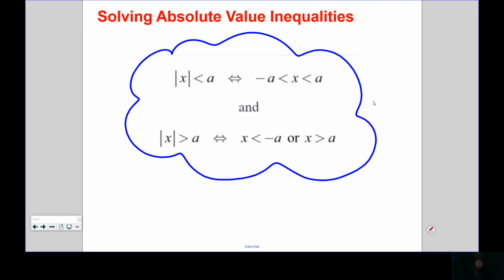So again, these are called conjunctions. And these are called disjunctions. These are two different types of compound inequalities. The stuff on the right-hand side, this is a compound inequality, this is a compound inequality. They're very easy to differentiate. Conjunctions are always just put together into one big problem. Disjunctions are always separated with the word or.